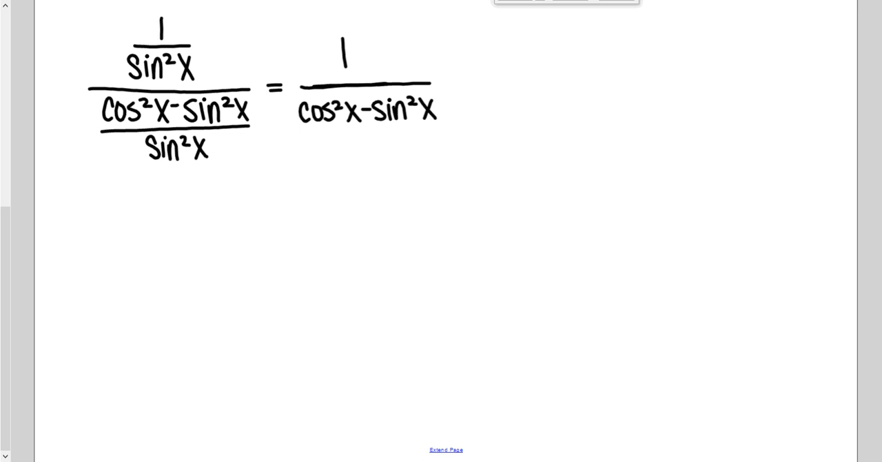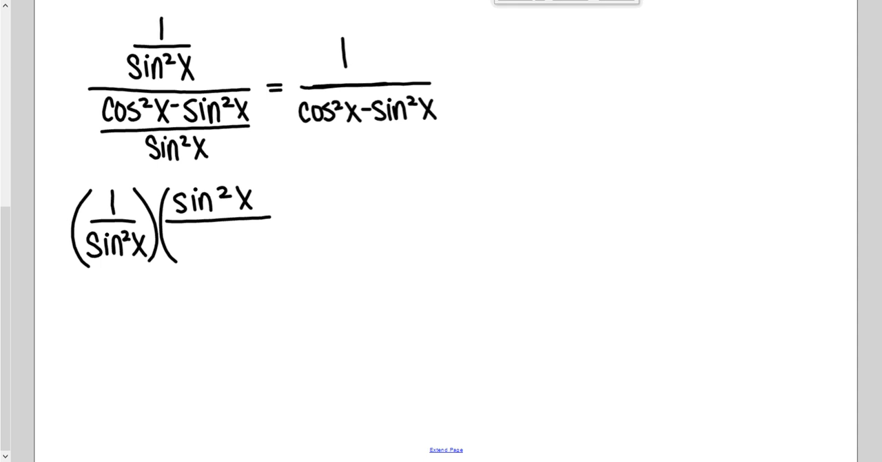We should be keep, change, flipping. Keep the first fraction. Change from division to multiplication. Flip the second fraction, which is a big one.